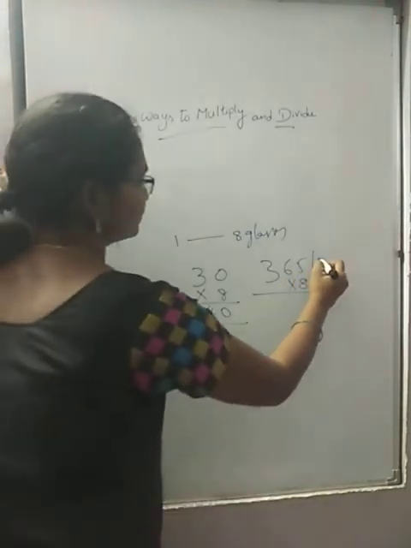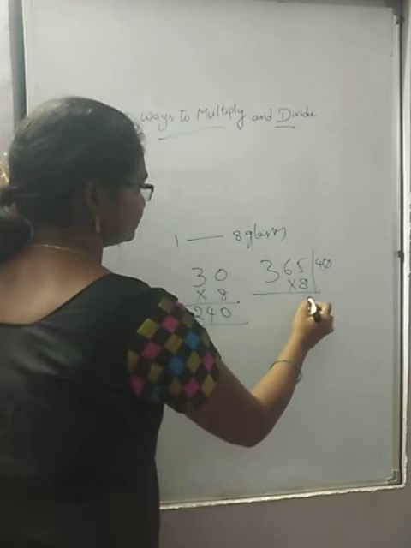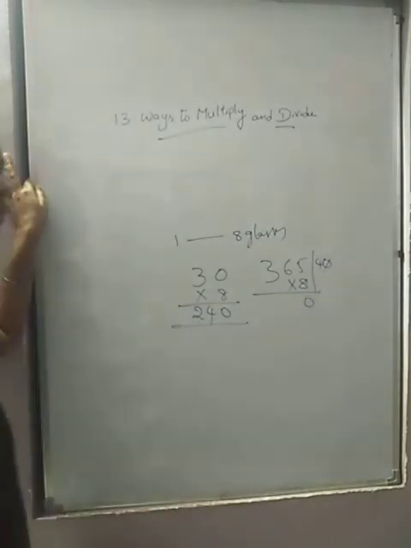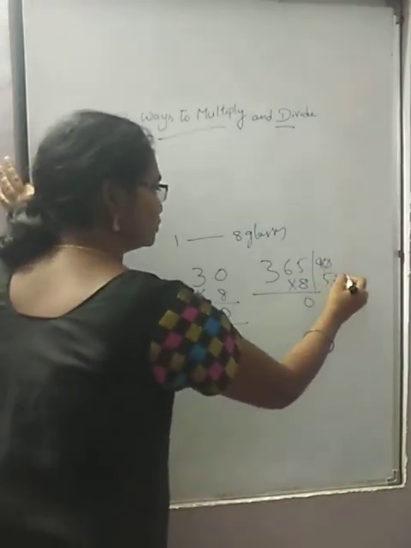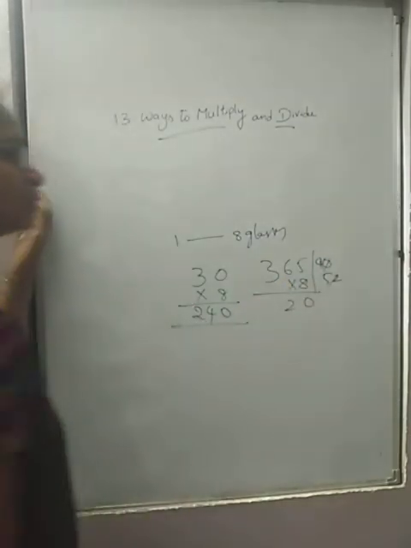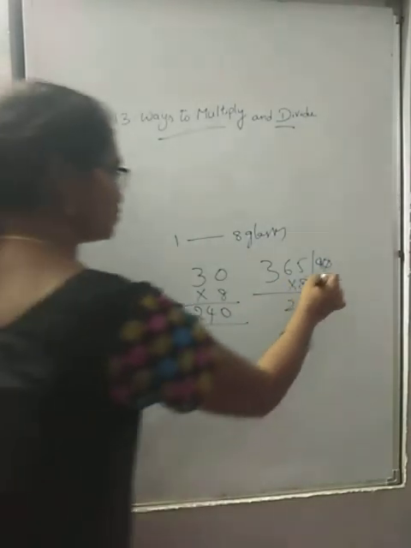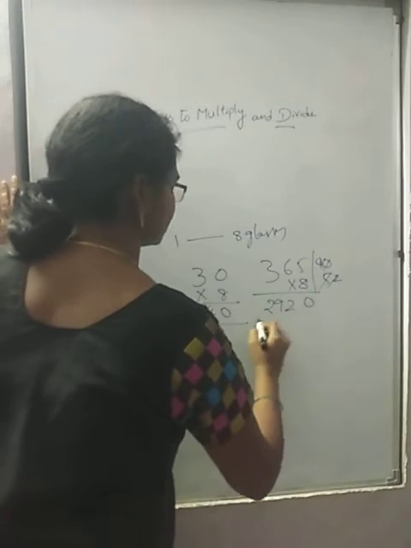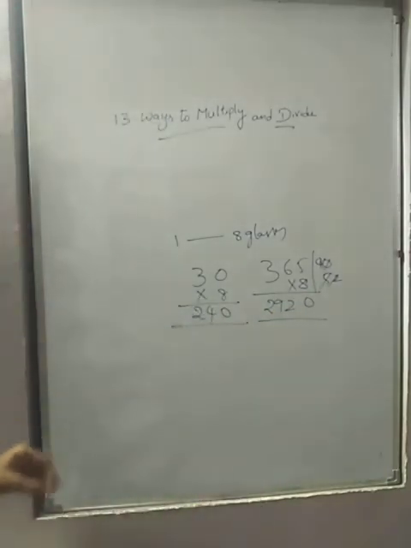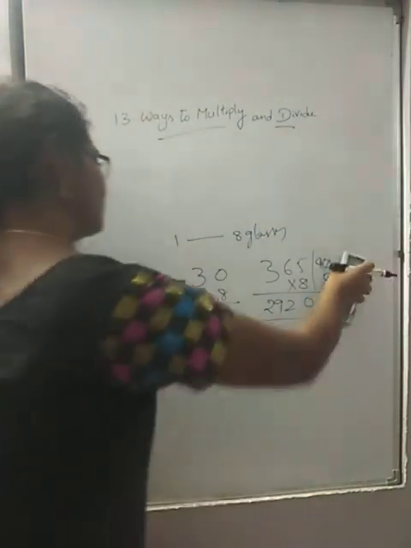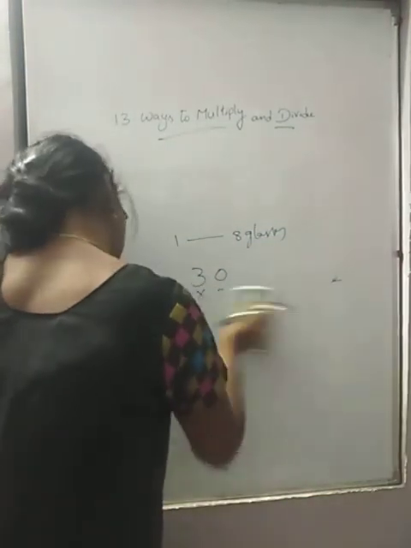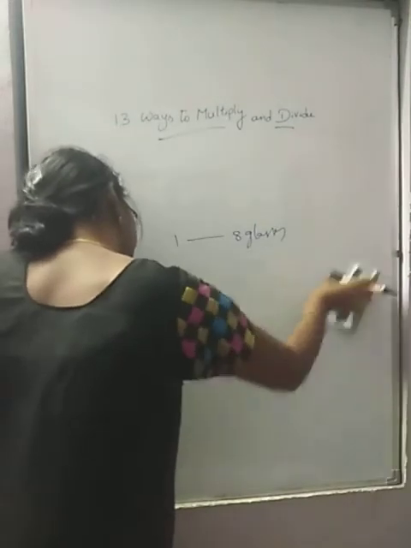8 5s are 40. 8 6s are 48, 48 plus 4, 52. 8 3s are 24, 24 plus 5, 29. 2,920 glasses Sohan is drinking in 1 year.